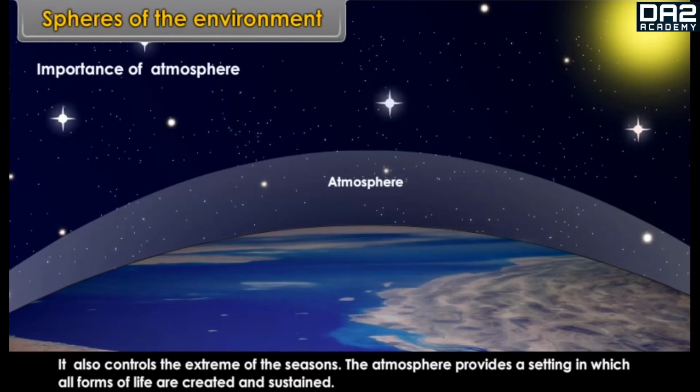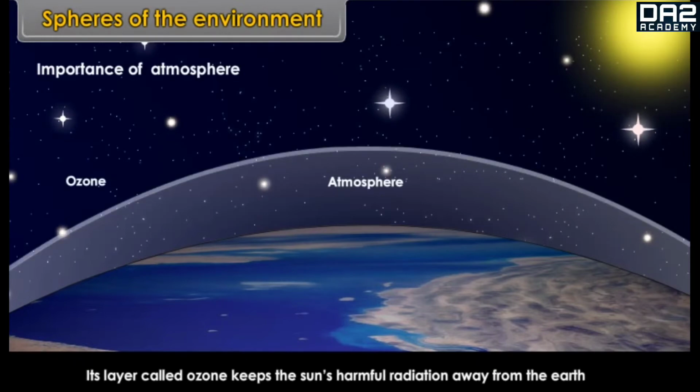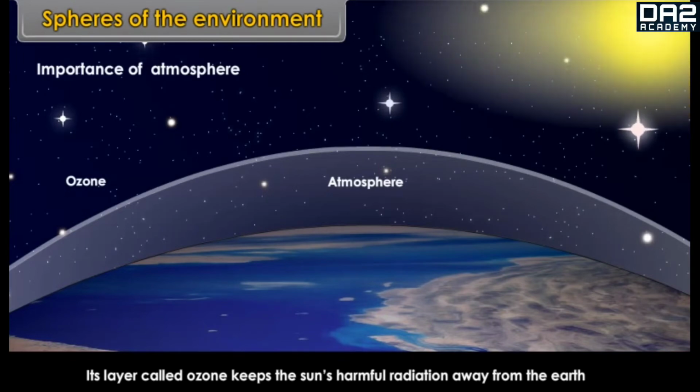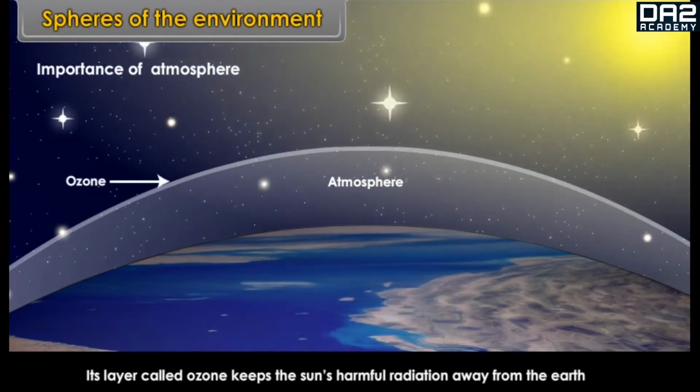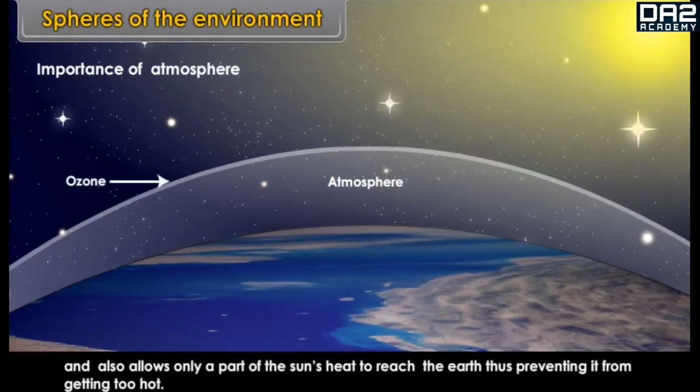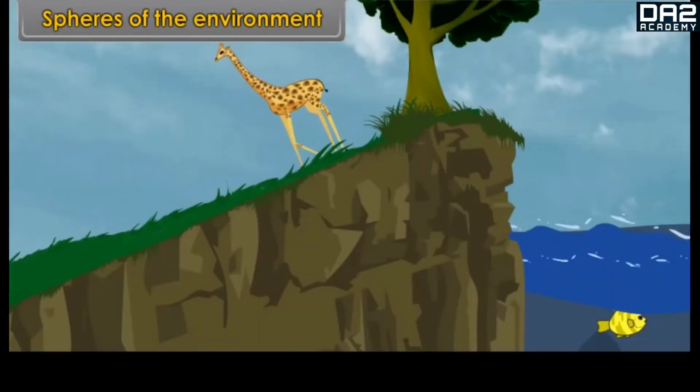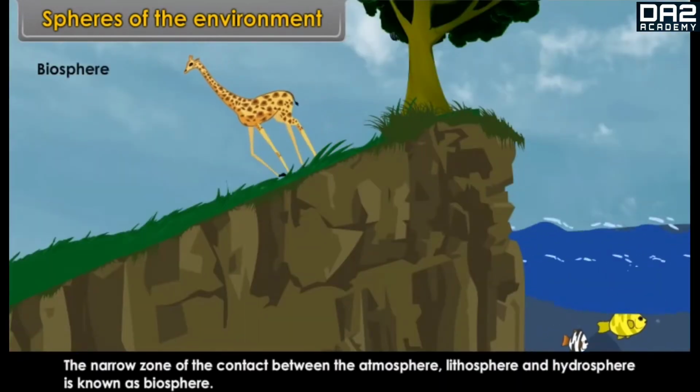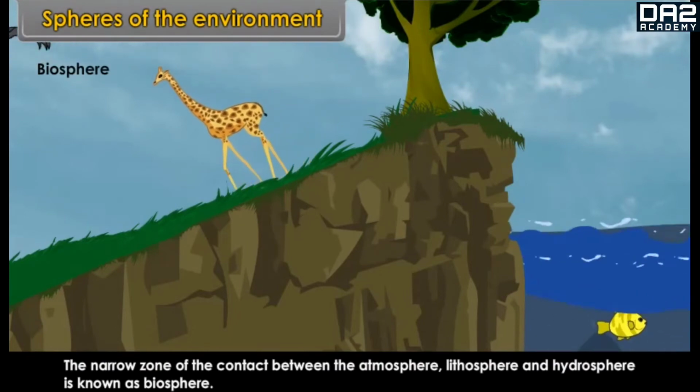Its layer, called ozone, keeps the sun's harmful radiation away from the earth and also allows only a part of the sun's heat to reach the earth, thus preventing it from getting too hot. Biosphere. The narrow zone of contact between atmosphere, lithosphere and hydrosphere is known as biosphere.